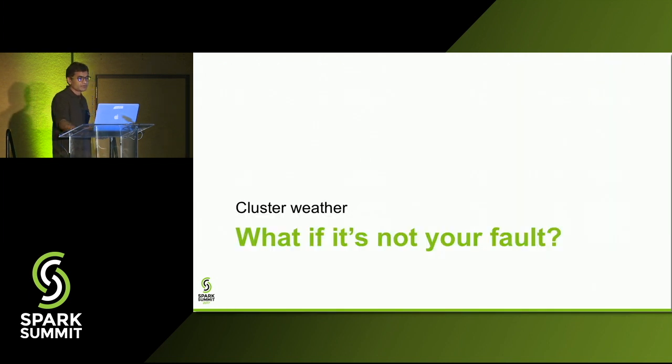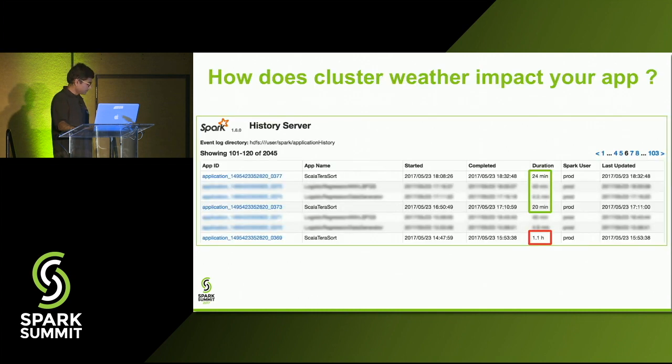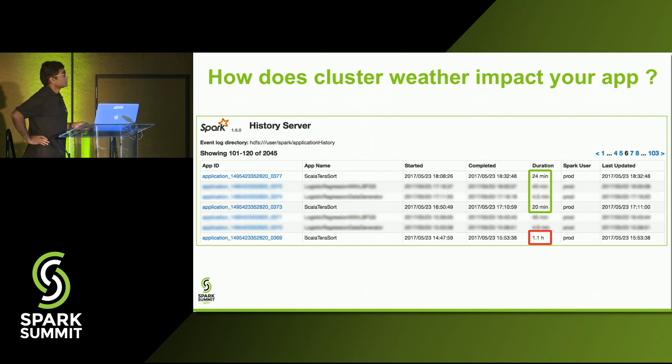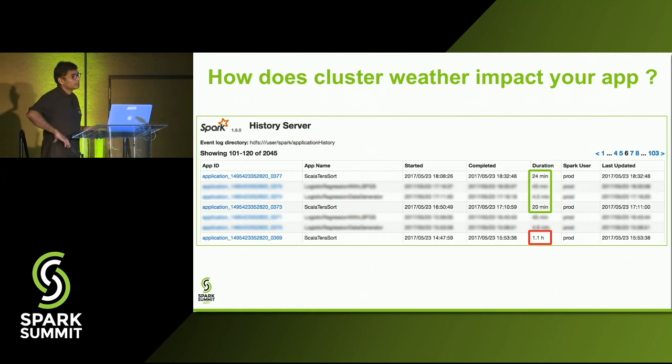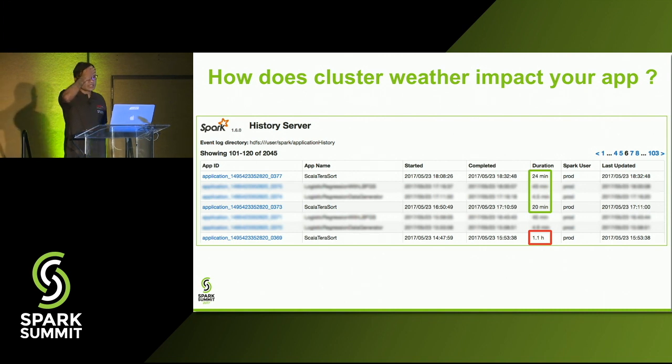What if it's not your fault? That would be nice. Let's take a look at this. Here I have another HiBench Spark example, Scala Terasort, and I had 3 runs of it on the same day. 2 of them took about 24 minutes, but you have this one here over an hour. Now, what could have happened that caused this application to run that much longer than the other two?